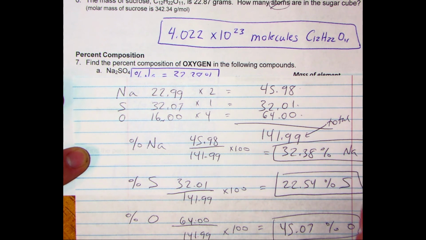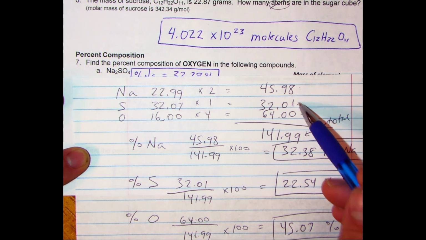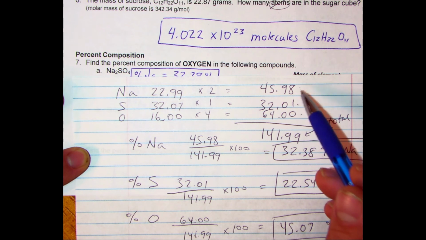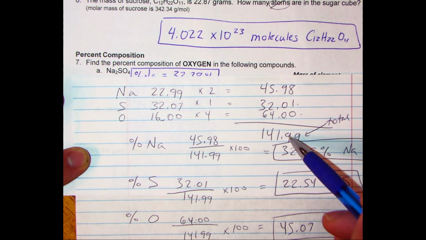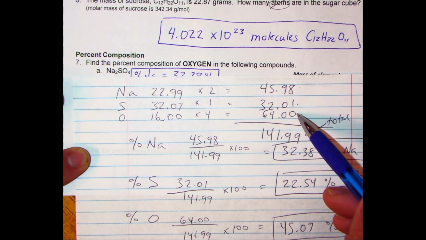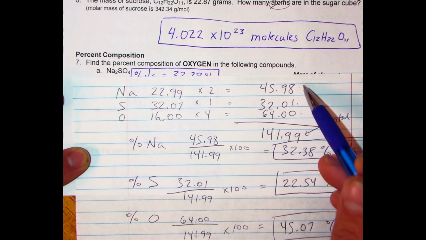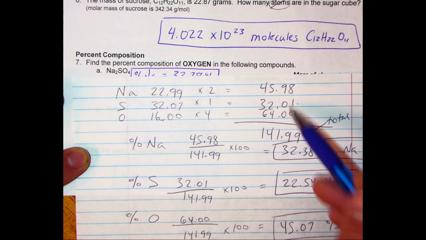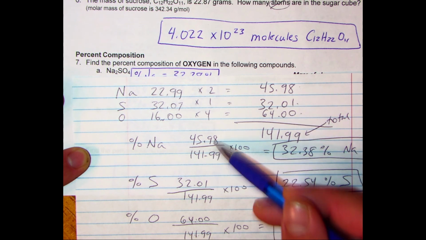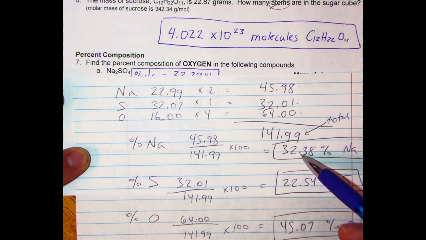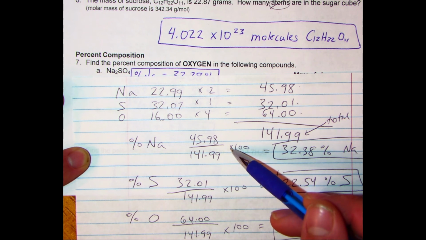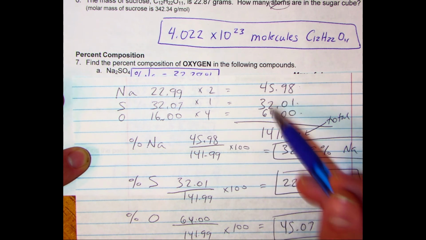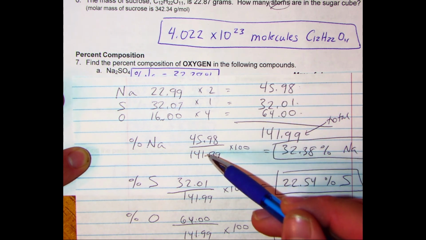So you can see how it is necessary now to do the individual parts, because I need to then relate these parts to the whole. You can see that oxygen makes up the biggest chunk of it, then sodium, then sulfur. We could see, it's about a third, which seems consistent here, times 100 gives us the percent. So part sodium over the total times 100.